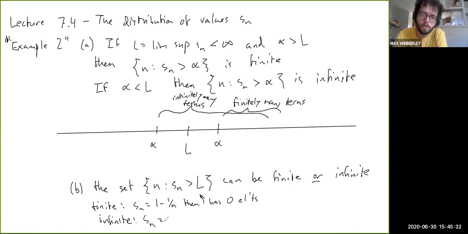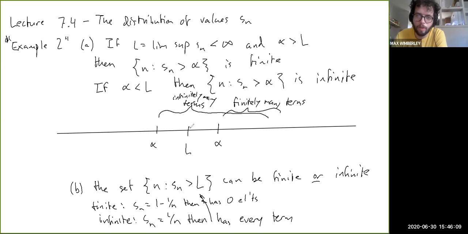For the infinite case, you can take Sn equals 1 over n. Then it has every term. All of the terms are greater than the lim sup, because the lim sup in this case is 0, right? Because the sequence converges to 0. So it can have any number, actually. It could have any finite number or infinite collection of terms greater than the lim sup itself.